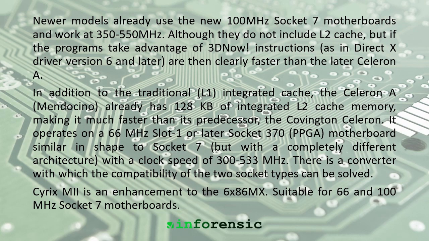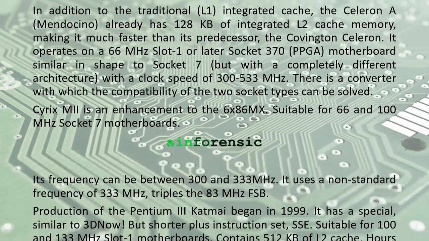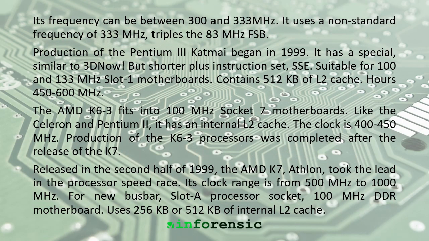Cyrix MII is an enhancement to the 6x86MX. Suitable for 66 and 100 MHz Socket 7 motherboards. Its frequency can be between 300 and 333 MHz. It uses a non-standard frequency of 333 MHz, which triples the 83 MHz FSB.